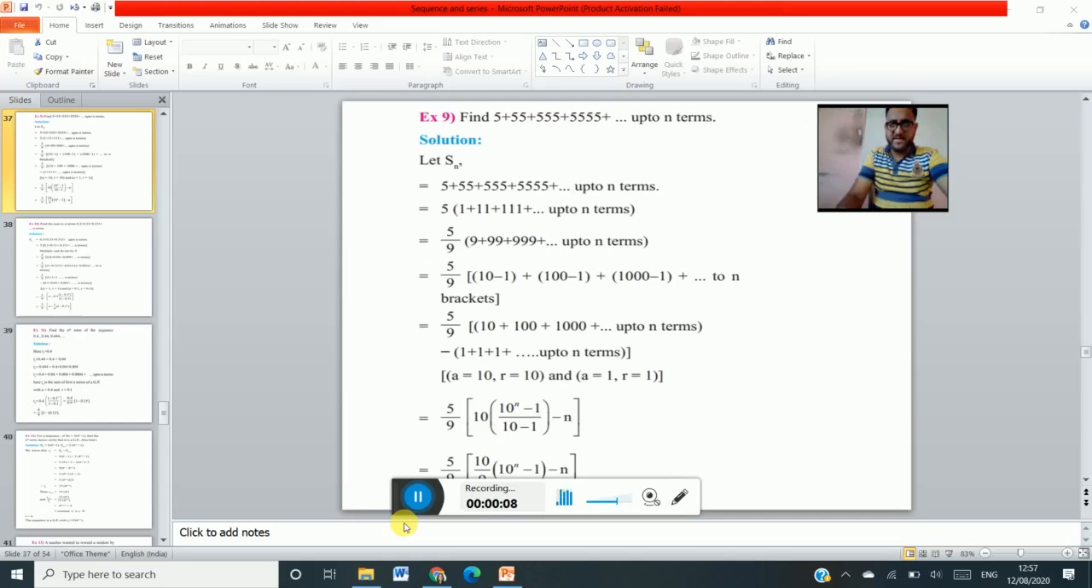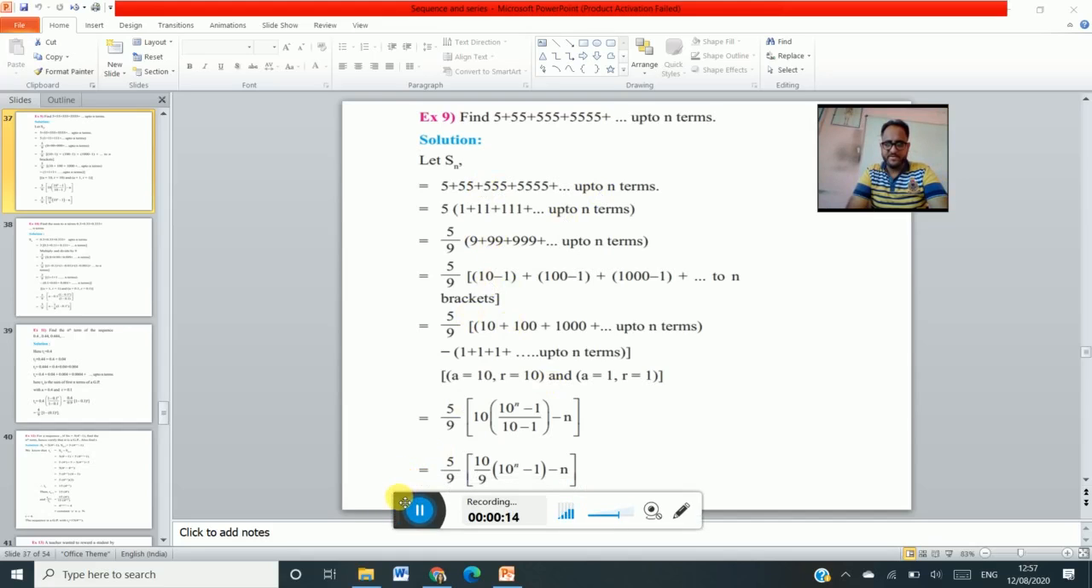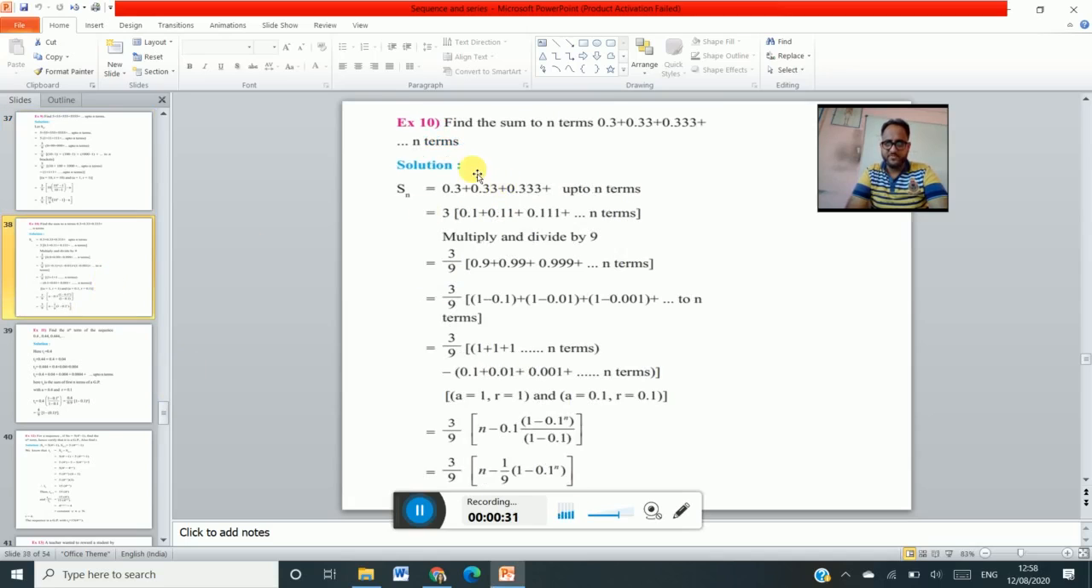So in the previous class we discussed some examples. Up to this example we discussed in the previous class: find 5 plus 55 plus 555 up to n terms. Okay, this is actually the series. Then see the next example, which is very similar to this one.